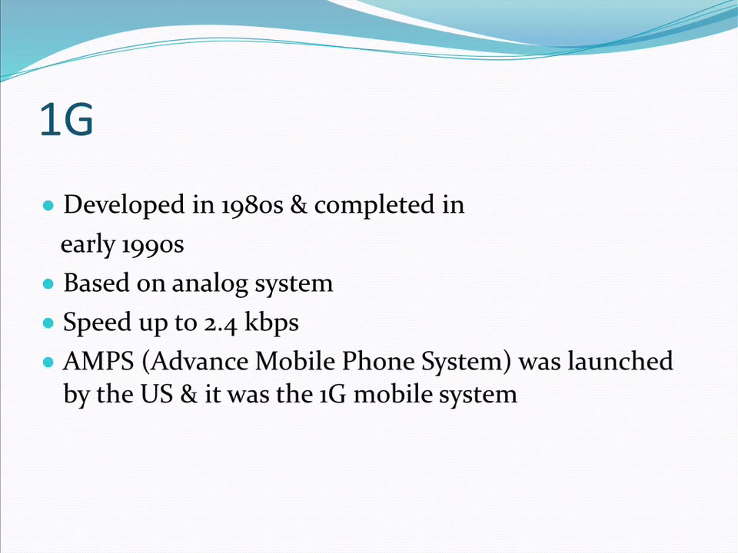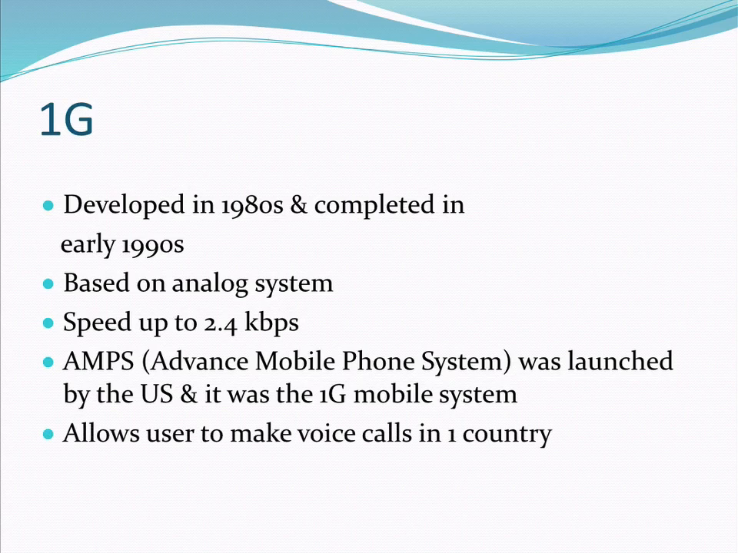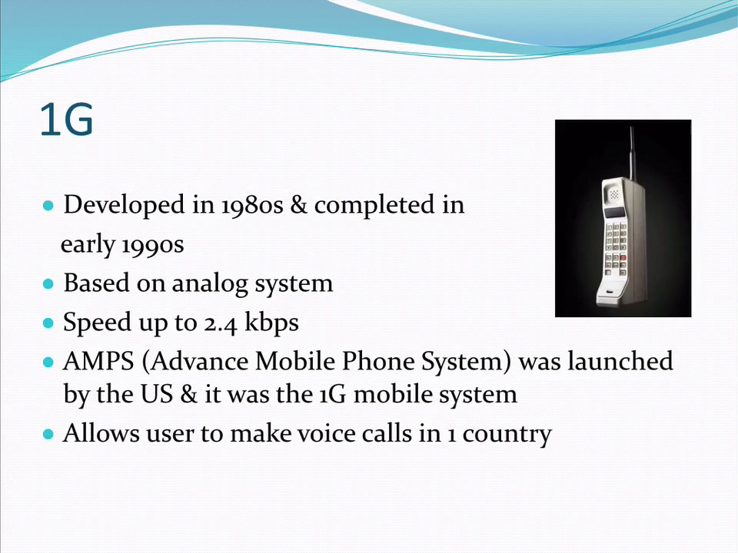AMPS, the Advanced Mobile Phone System, was launched by the US. It was the first generation mobile system, and it allowed users to make voice calls in one country. It was only in the US. On the right side you can see the image of the first generation mobile phone, how it was. You can see how big it is; at that time it was easily portable, but nowadays you can't handle this type of cordless phone.